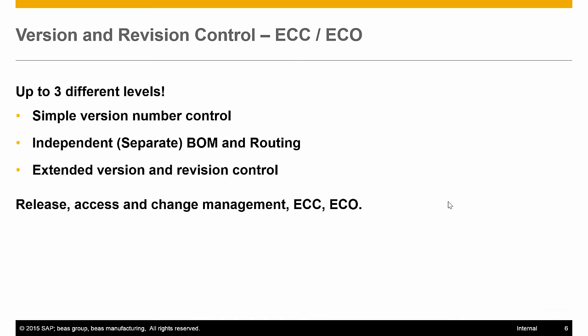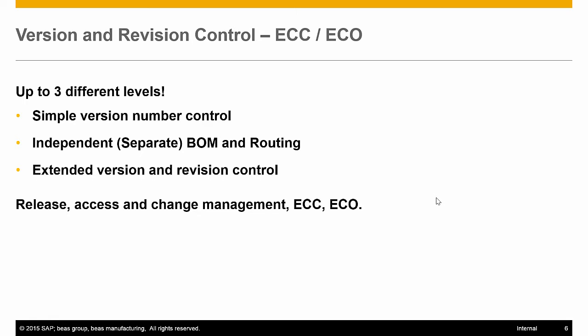For version and revision control, we are able to define up to 3 different levels. We can have an item with a single version number control, so we can track which version has been used in the different orders, but then we can have bill of material and routing in this specific item. We are now also able to manage bill of materials and routing in an independent way. So in the item master data, we are able to call a specific bill of material or a specific routing.